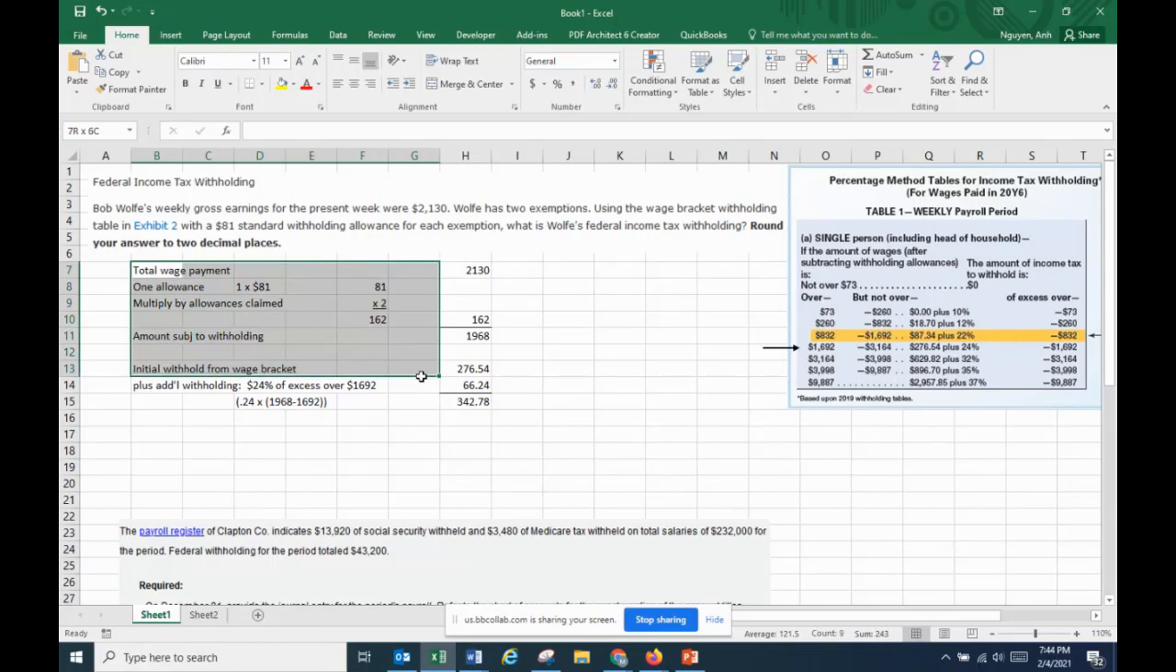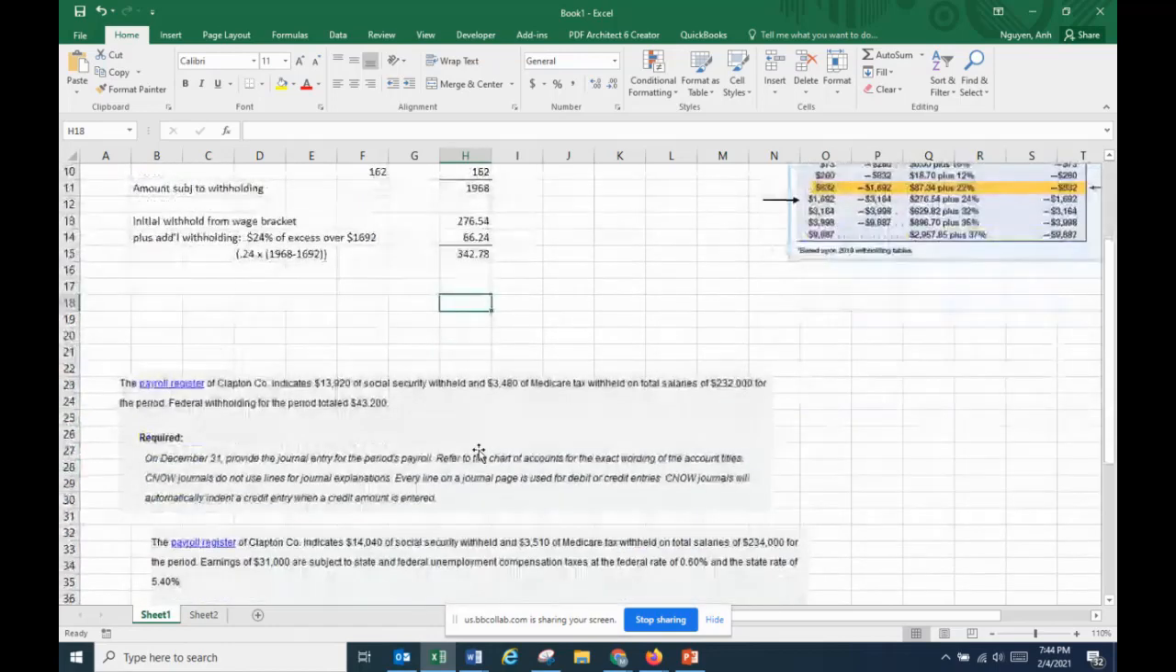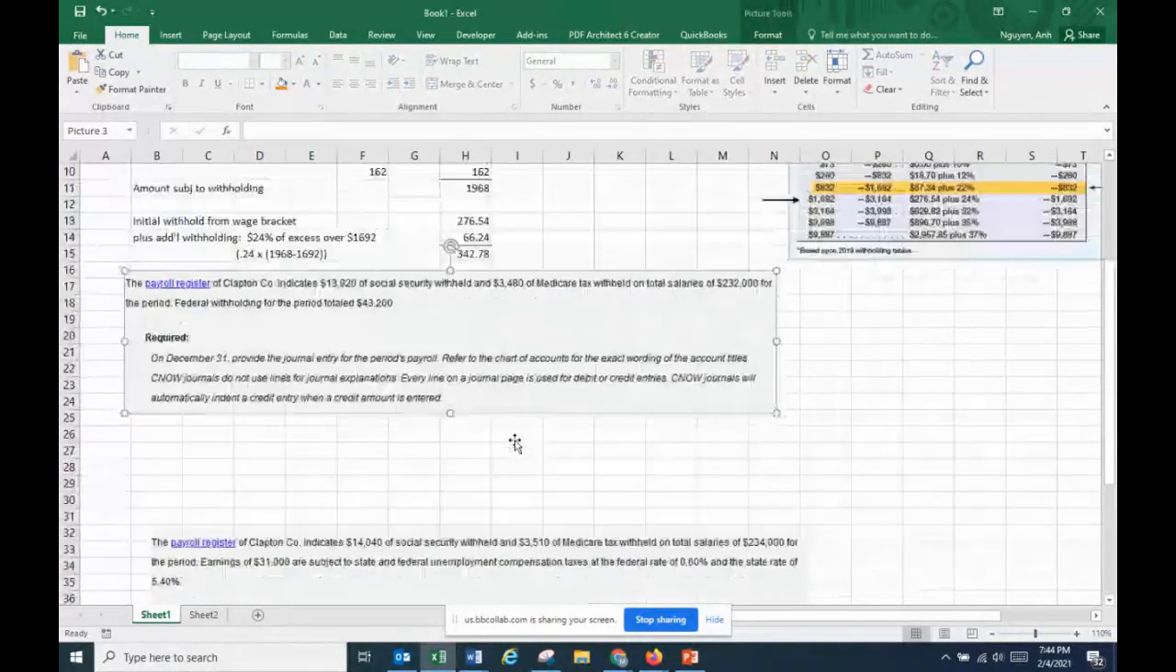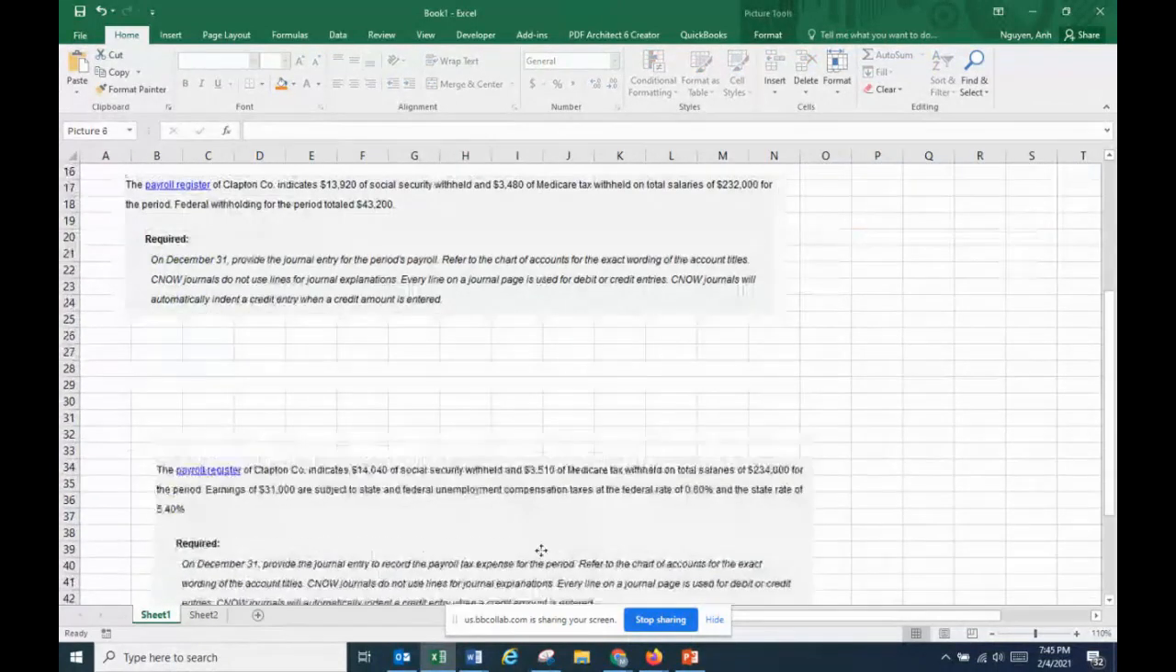So I'm laying this out vertically; in the example exercise on the slides, I did it horizontally. Either way, it's the same formula. So that's one you have on your homework. The other one, let's do this.